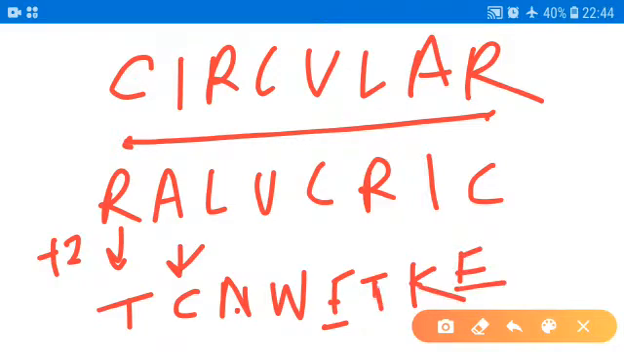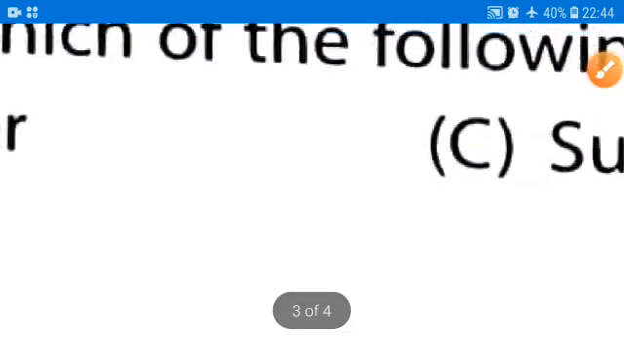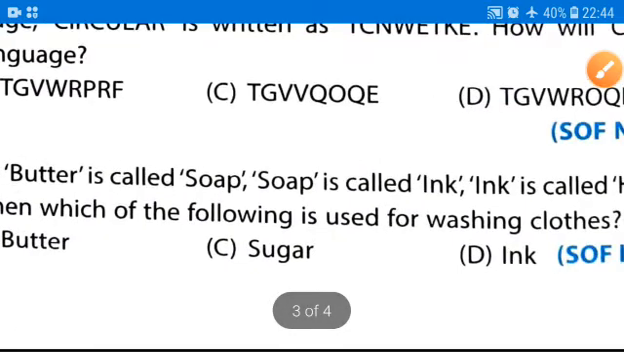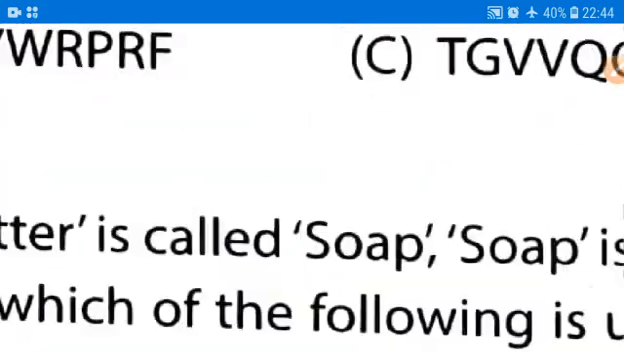So simply what we are doing is reversing the order of the word and moving two steps forward for each letter. This is the logic we got, or this is the decoding we have done. Now find the correct answer for computer. The same thing we will do.